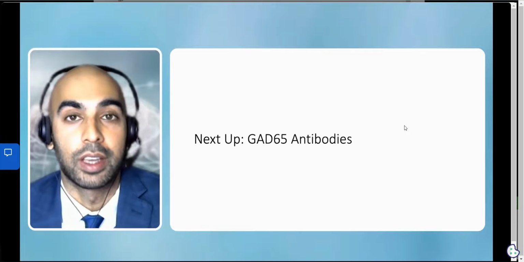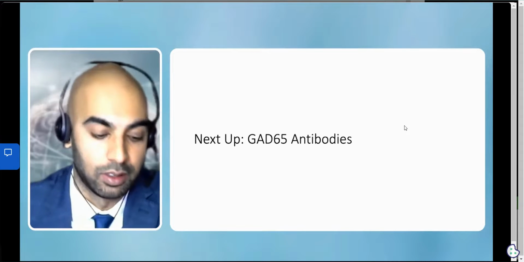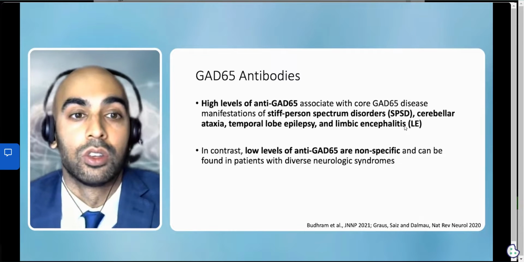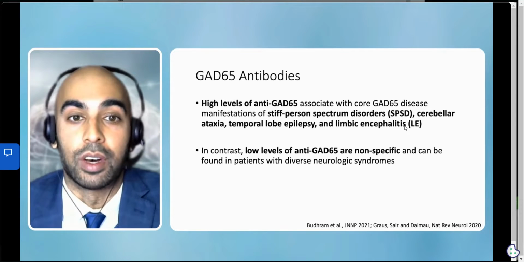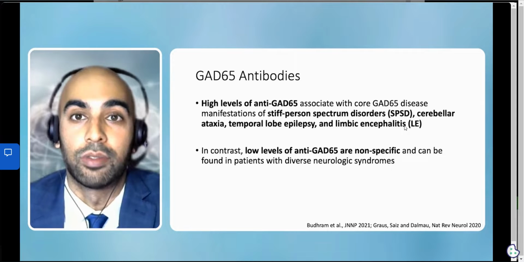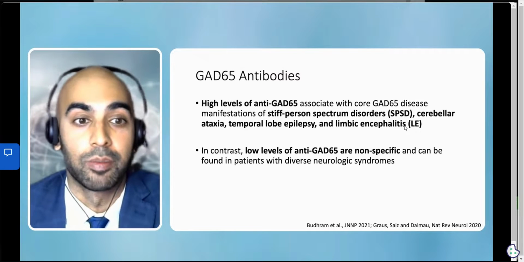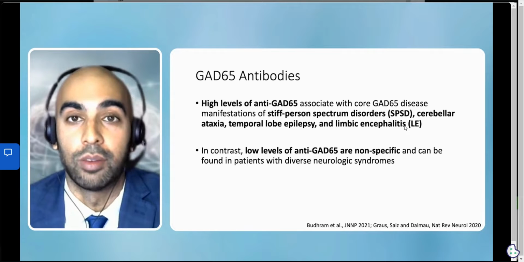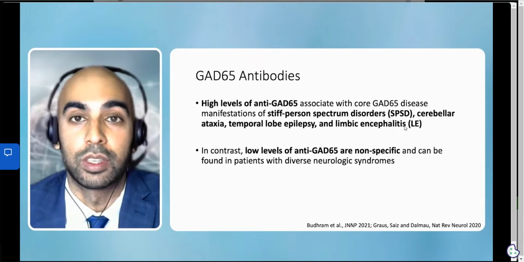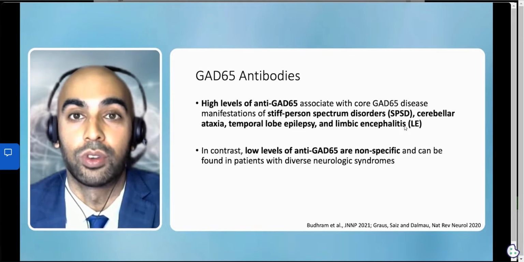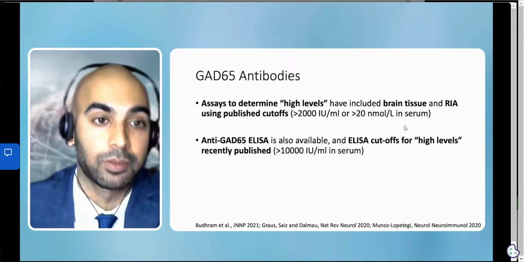So moving right along to GAD65 antibodies next. High levels of anti-GAD65 associate with core GAD65 disease manifestations. These include stiff person spectrum disorders, cerebellar ataxia, temporal lobe epilepsy, and limbic encephalitis. In contrast, low levels of anti-GAD65 are nonspecific and can be found in patients with diverse neurologic syndromes.